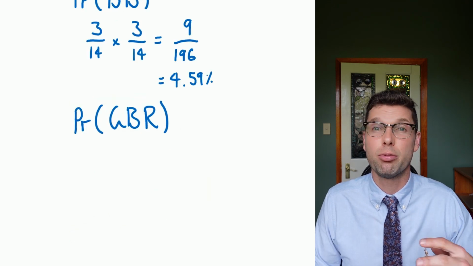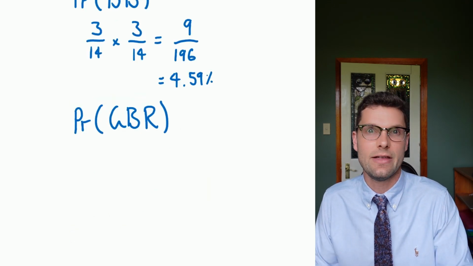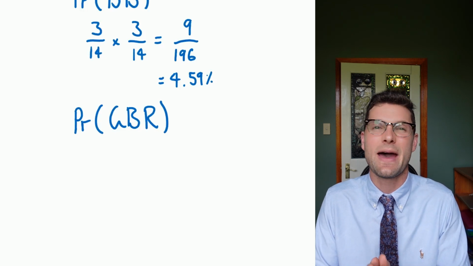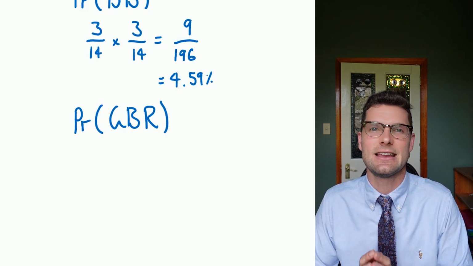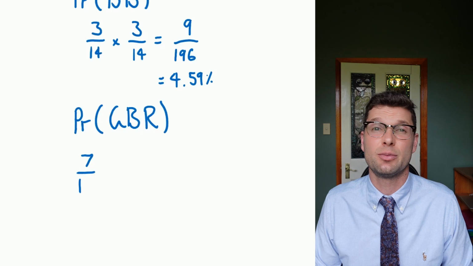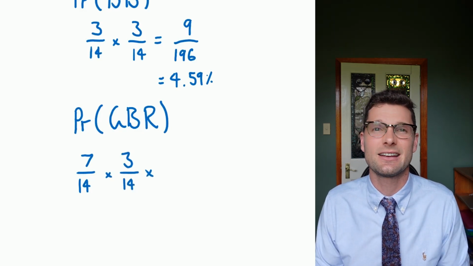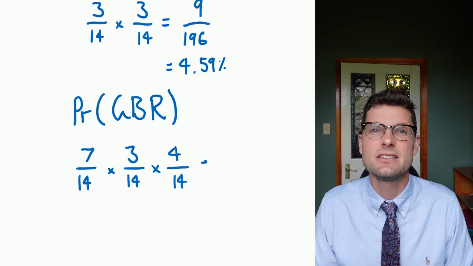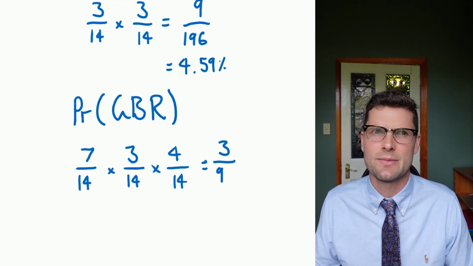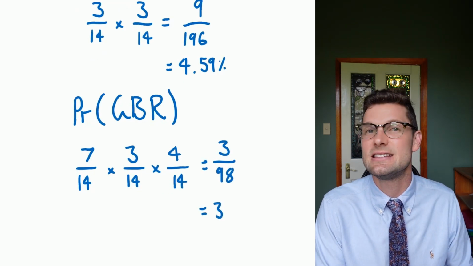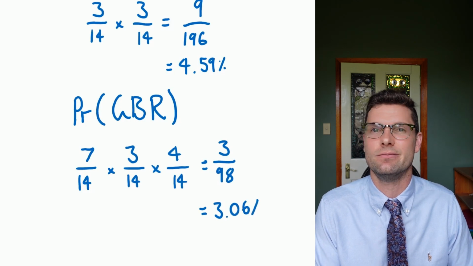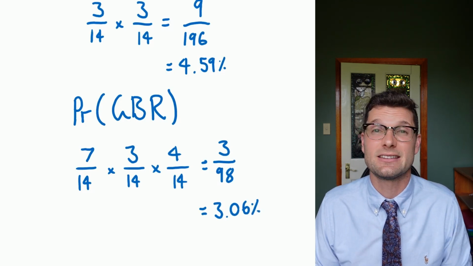For this last one, we've got the probability of green, then blue, then red. So again, the order does matter. I need it in exactly these steps. So I've got 7 over 14 multiplied by 3 over 14 multiplied by 4 over 14. Put them in your calculator. That's all you've got to do. This is equal to 3 over 98, which is about 3%, because this is not a very likely outcome. So it all makes sense.